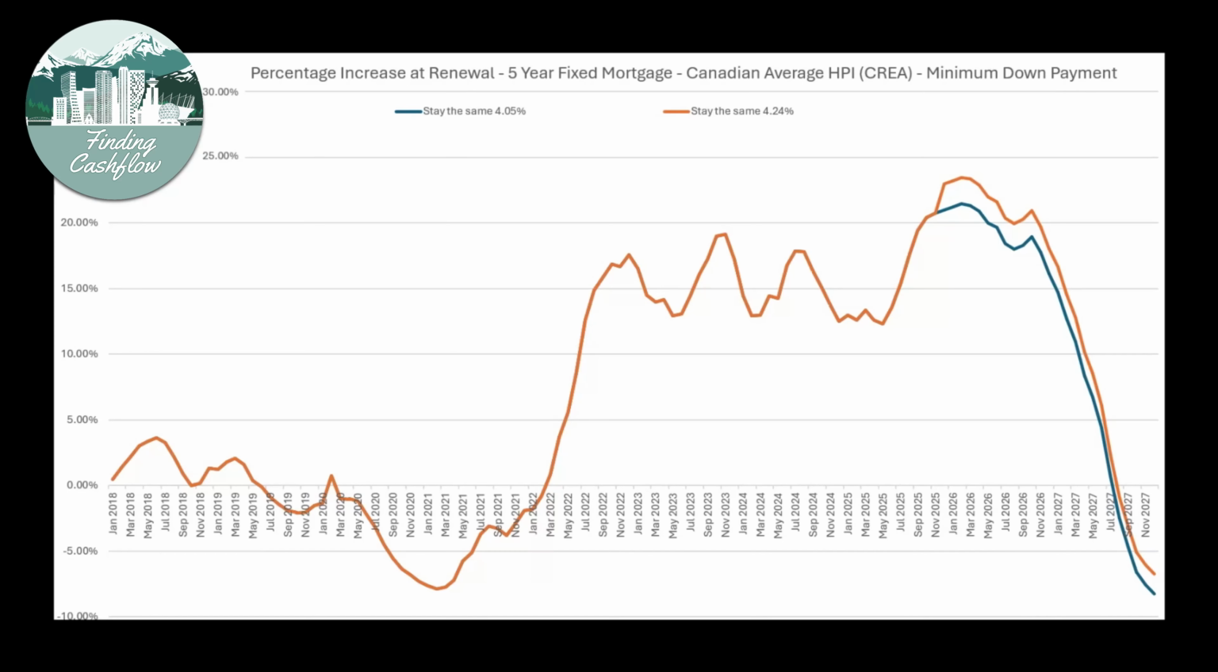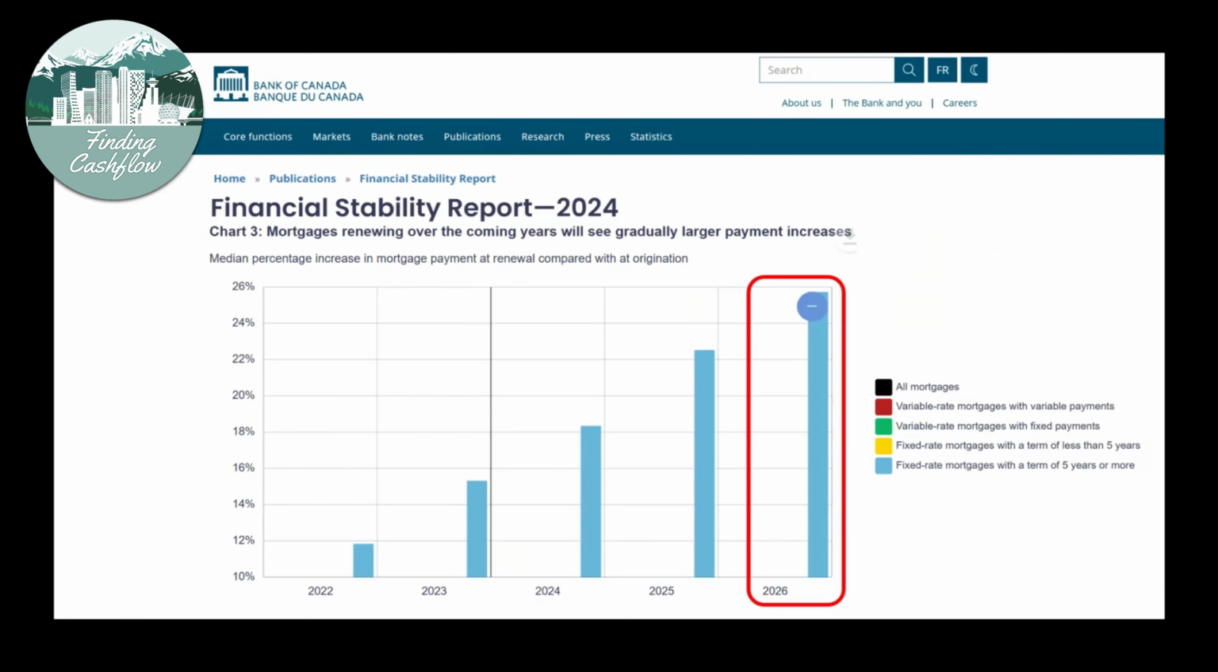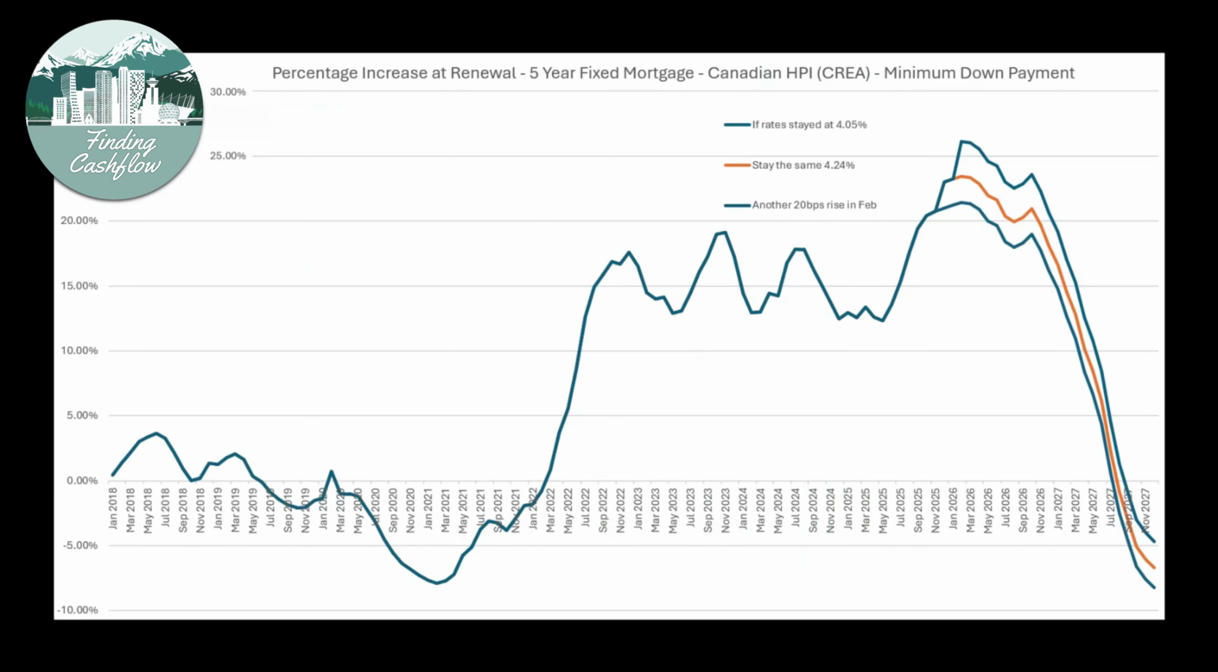And then we can see the percentage increase in mortgage renewals if rates had stayed at 4.05% versus the mortgage renewal wave with rates at 4.24%. But we still don't have a percentage increase in our 5-year fixed mortgage rates of 26%, just like the Bank of Canada had predicted. So how did we get to the percentage increase in the 5-year fixed mortgage rate upon renewal next year being as high as 26%? Well, if the 5-year fixed rate here in Canada were to jump by another 20 bips in either January or February, this will bring the maximum increase in renewals for the 5-year fixed mortgages next year to 26%, just like the Bank of Canada had predicted.